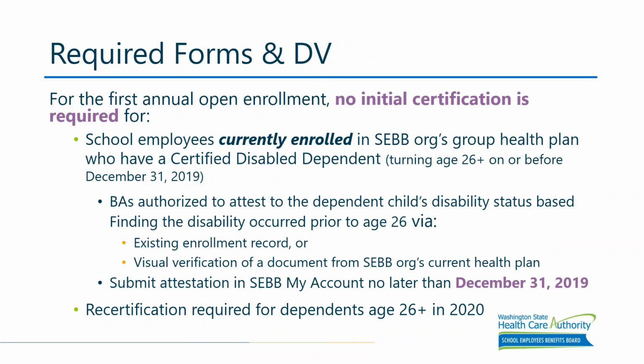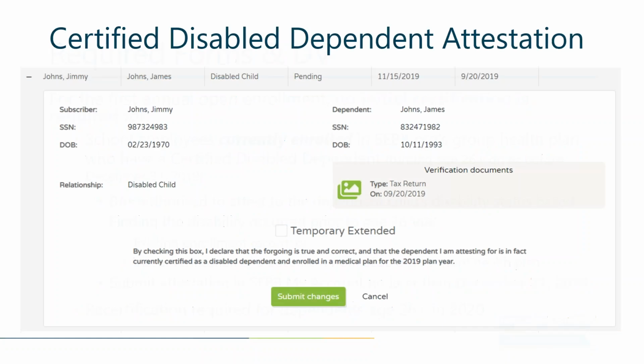So this is just a reminder, Jamie mentioned this earlier, about those disabled dependents. If they're currently enrolled in your SEBB organization's group health plan and have been certified, we can go ahead and attest for them. Here's what that looks like. We'll see that the employee also has to have dependent verification documents. In this example, there is a tax return for this dependent.